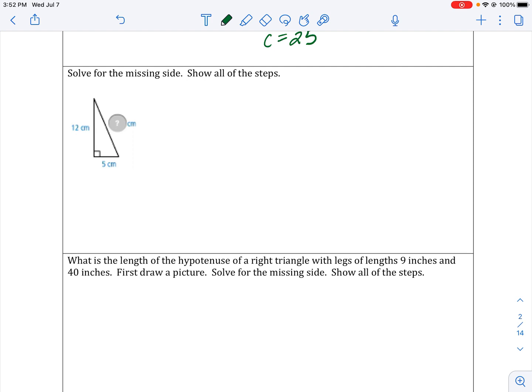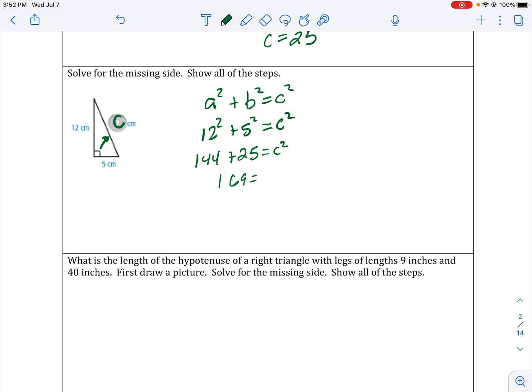Here we go again, trying to find C. It's opposite the right angle, so the hypotenuse is always going to be our C. So let's write the Pythagorean theorem. You've got to see that for every single one of these. Now I substitute values in. Let's do it the other way: we'll put the largest value in for A and the smaller value in for B, to show you that you still get the same answer. So 12 squared is 144, 5 squared is 25. Add these together, 169 equals C squared. Now I need to square root, because that is the inverse of squaring.